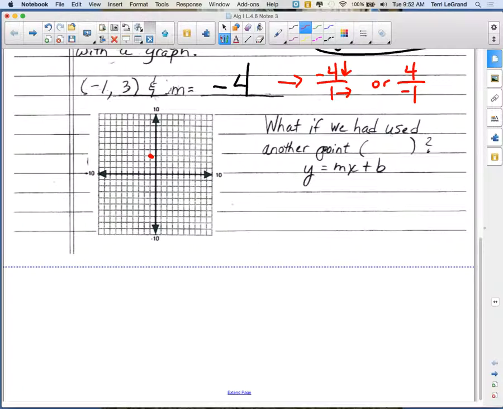Okay, 4 over -1 means we would go up 4 and left 1. So go ahead and make 2 more points besides that one using both of those directions, okay?